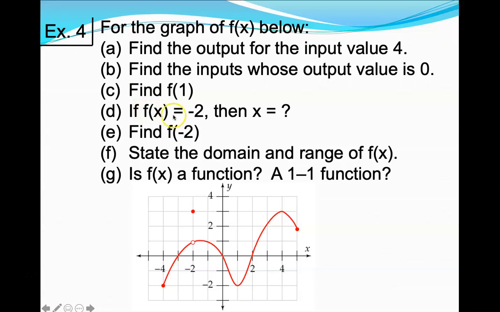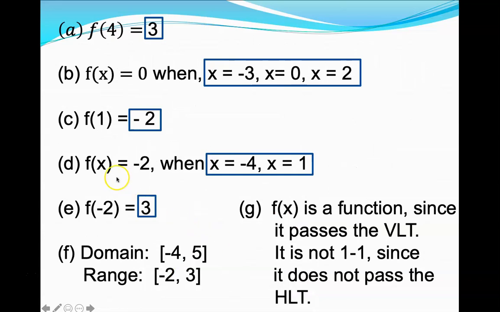If f of x is -2, then what does x equal? So again, here I'm going to go on the y-axis, and I'm going to go where y is -2. And I see this happens 2 times. There's one, there's the other. So when I say if f of x or if y is -2, what is x? So what x value has this y value of -2? Well, -4 does. And here is at 1. So I know that f of x or y is -2 when x is -4 or where x is 1.